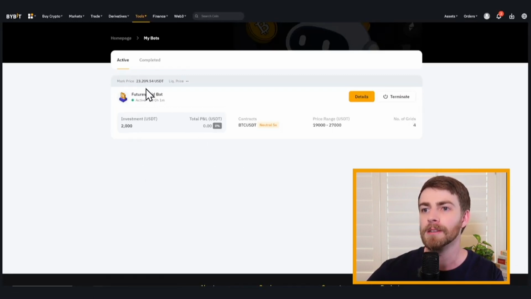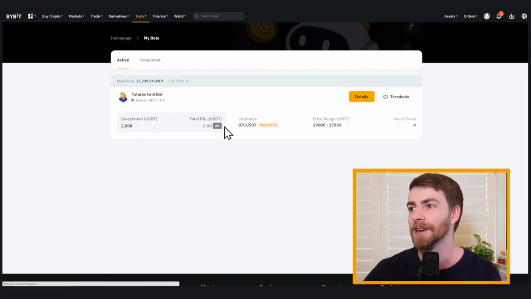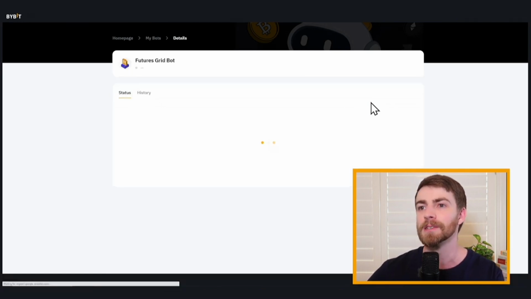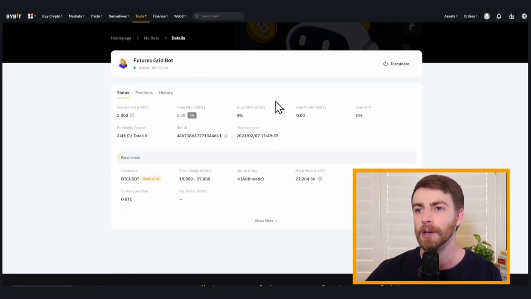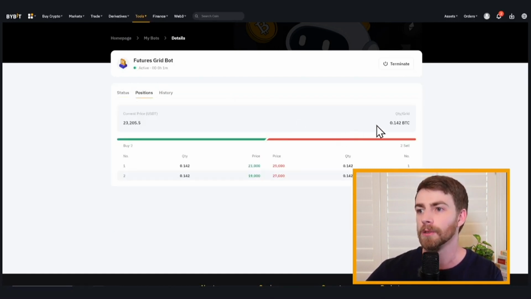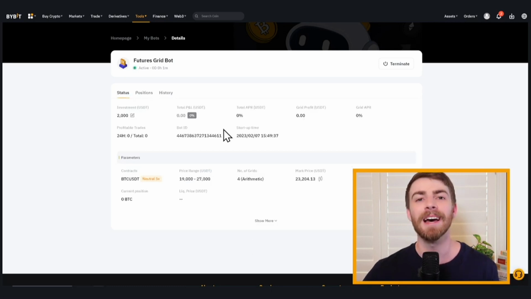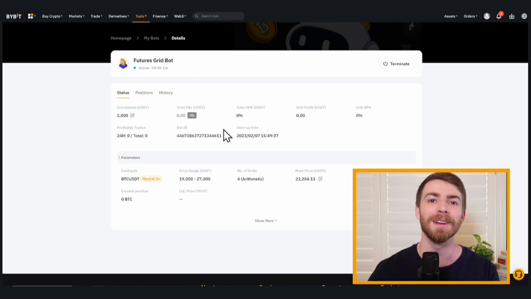You can see our mark price, our investment amount, our P&L is 0 because probably we haven't made any trades yet. But we can click on our details, and this is where we again can track our current status as well as all of our positions and our historical positions. So it looks like right now we've just got our grid set up between 19,000 and 27,000. So that is how to set up your Futures Gridbot on Bybit.